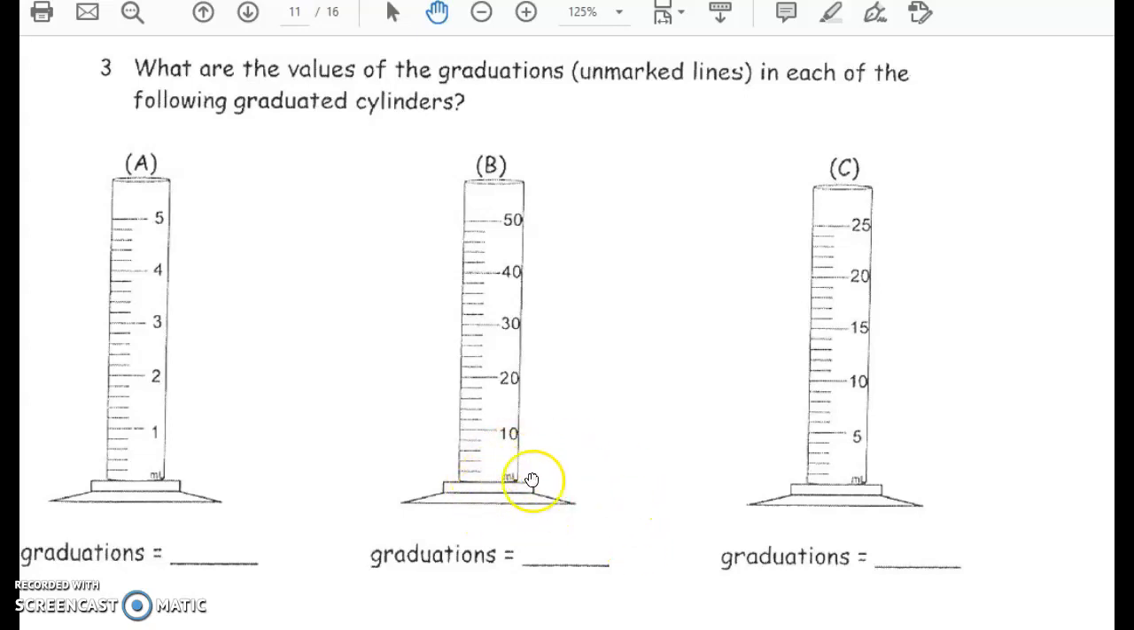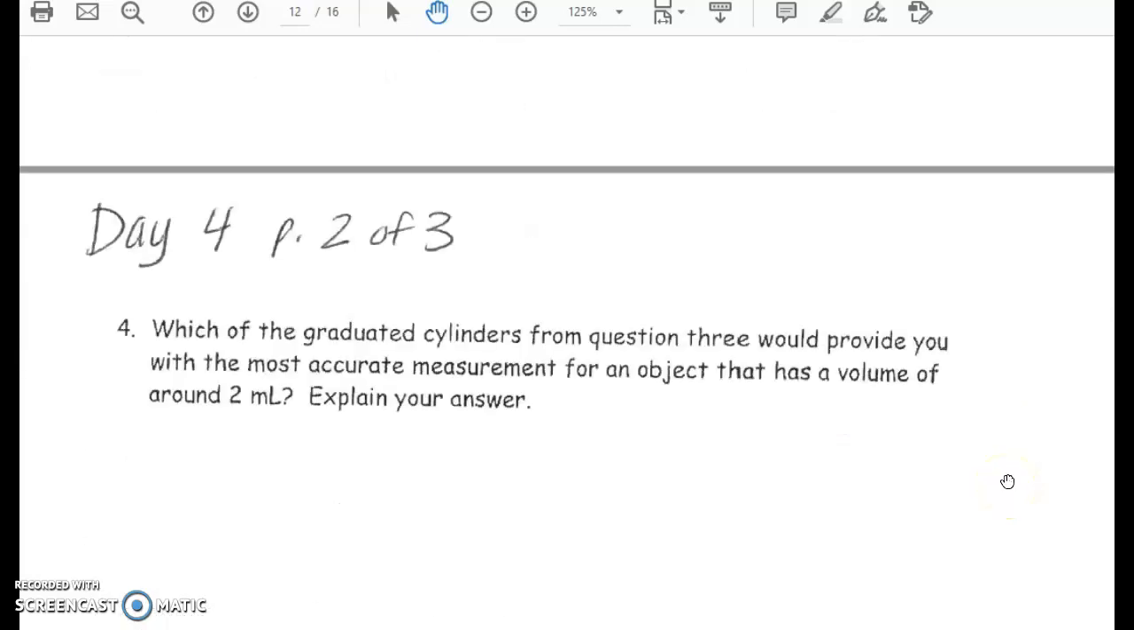Remember, that's down here. Now, I'm leaving C to you. You can do C, okay? Just count up. Make sure it looks okay. Don't forget your unit, ml, milliliters.